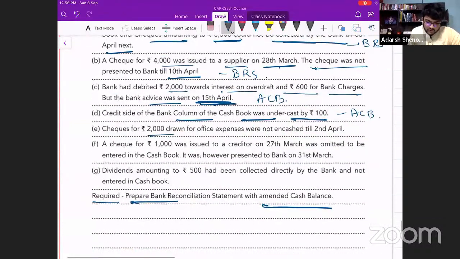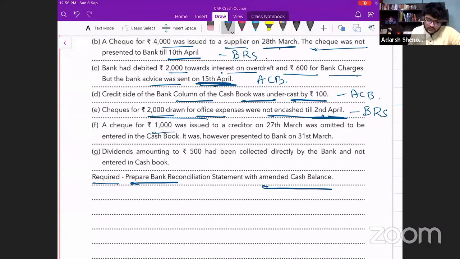Checks of 2,000 drawn for office expense were not encashed till 2nd April. So that means we had given a check for something, but they have not encashed it. They have not presented it for payment. What is this? A BRS item, or is this an adjusted cash book item? It's a BRS item. Check issued but not presented for payment. It is exactly that.